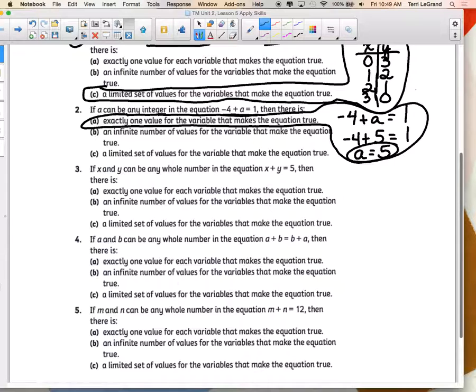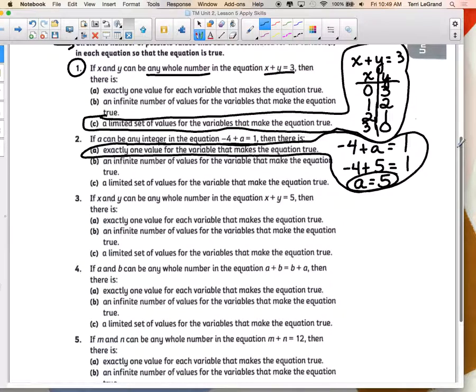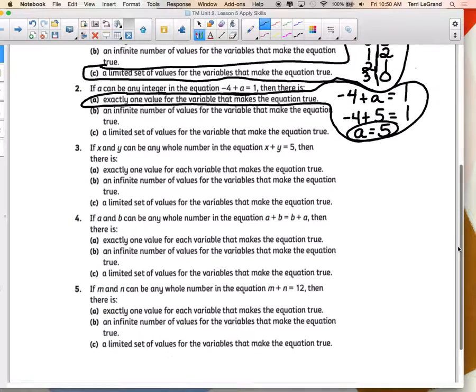Okay, questions on that one at all? Okay, so what we're trying to make sure we're understanding is variables stand in for number values. Sometimes the variable can stand in for more than one number value. Other times it can only stand in for the 1. And then sometimes maybe there's an infinite number of them.